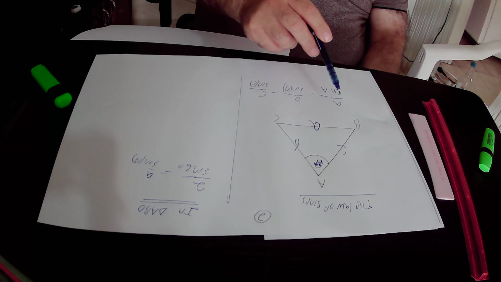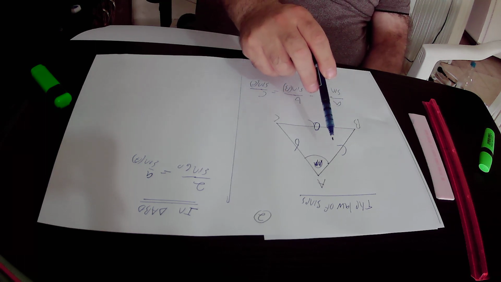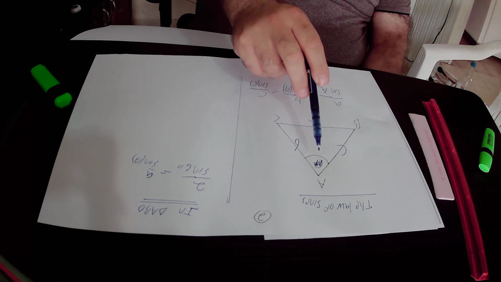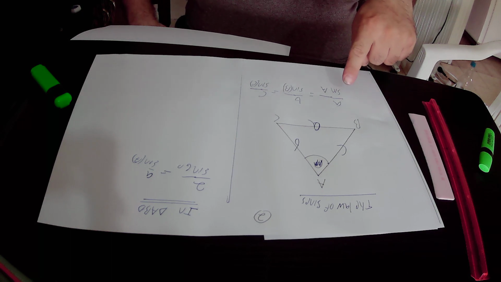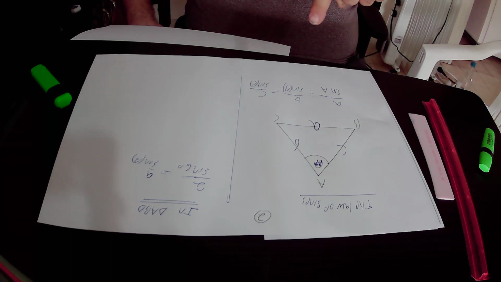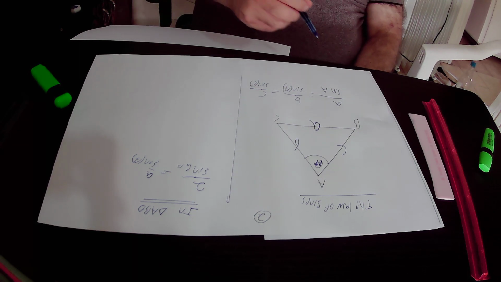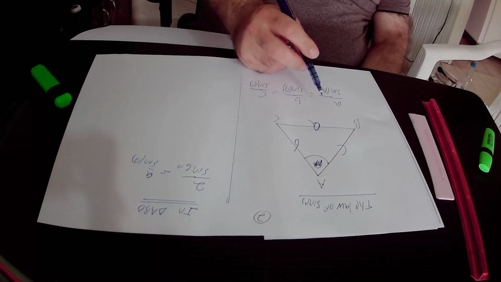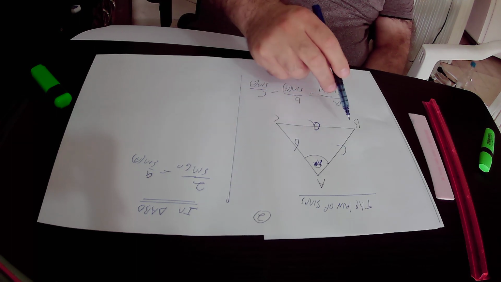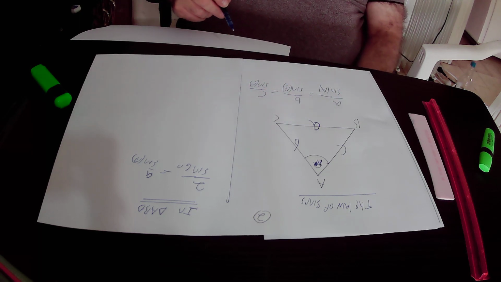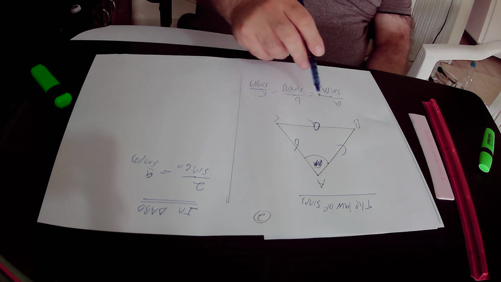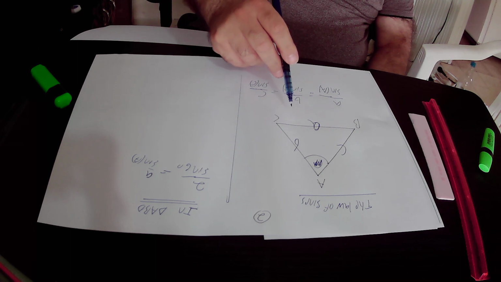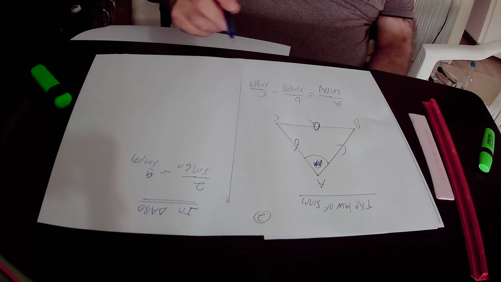We know that the length of side BC equals a, the length of side AC equals b, and the length of side AB equals c. Then according to the law of sines, we get that a over sine A equals b over sine B equals c over sine C. Here capital A, capital B, and capital C are the sizes of angles BAC, ABC, and BCA. Capital A is the size of angle BAC. Capital B is the size of angle ABC. Capital C is the size of angle BCA, this angle.